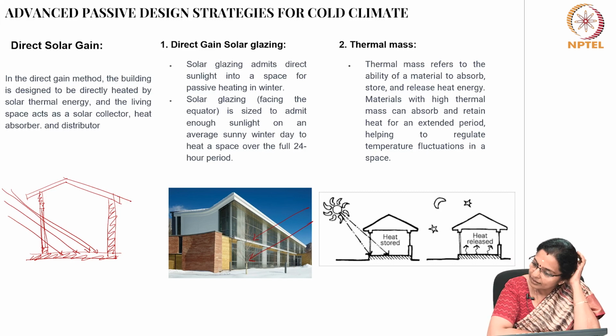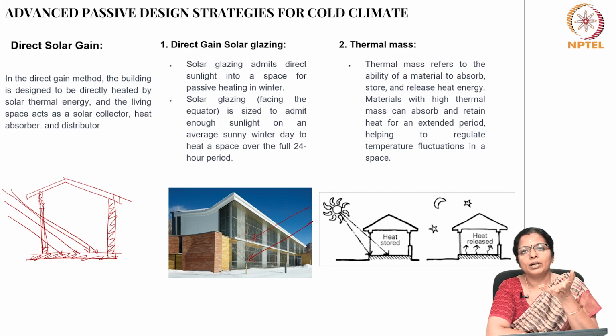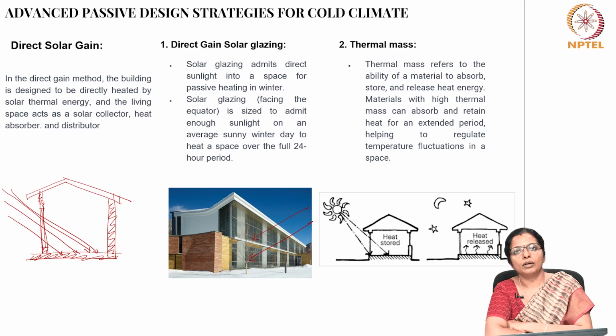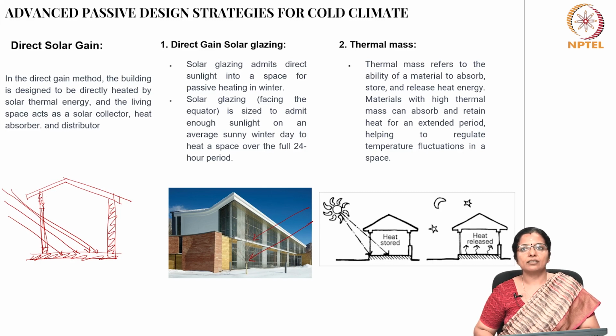Then we look at the next strategy, which is the thermal mass. So, thermal mass refers to the ability of a material to absorb, store and release heat energy. Materials with high thermal mass can absorb and retain heat for an extended period, helping to regulate temperature fluctuations in the space.